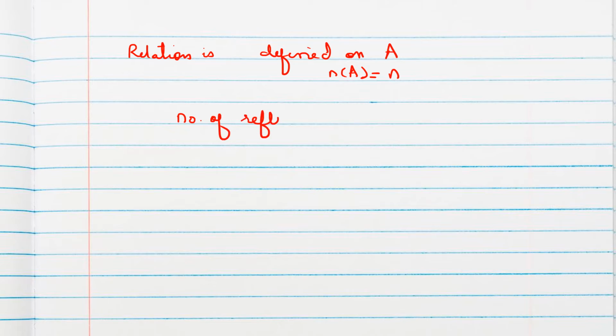Now if your relation is defined on A, okay, where cardinality of A, number of elements in set A, equals n. So number of reflexive relations, okay, in one last year sample paper CBSE has asked number of reflexive relations. So we can expect this type of small questions. It will be equal to 2 power n squared minus n.